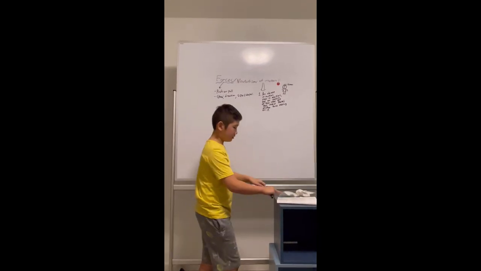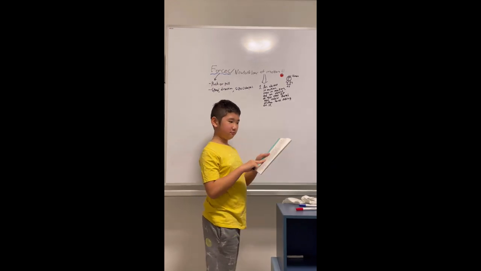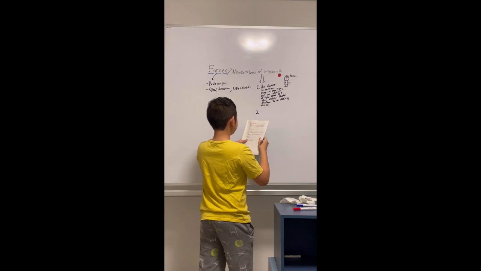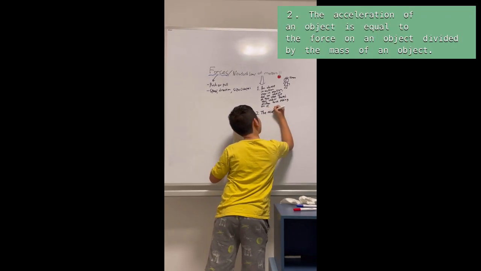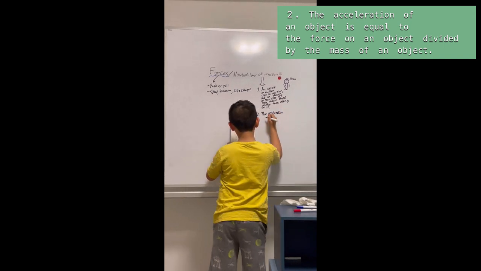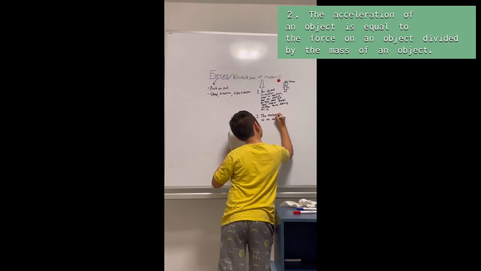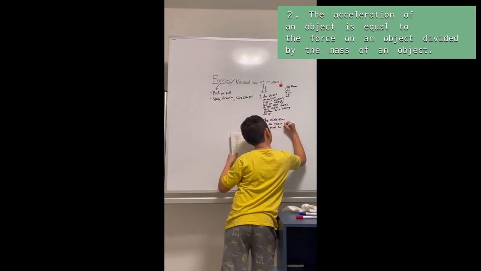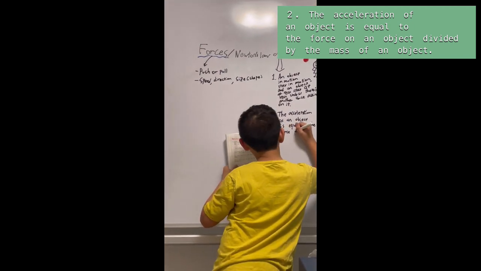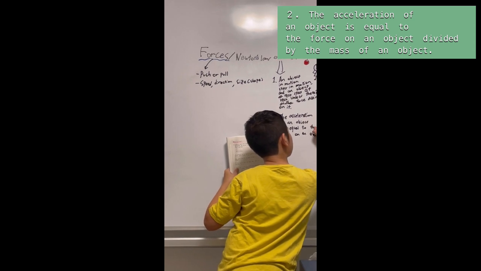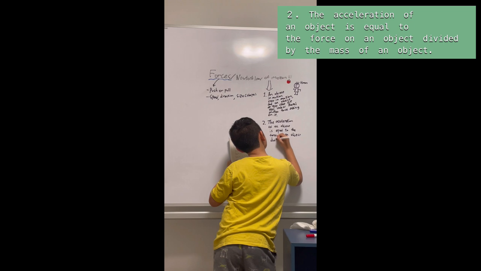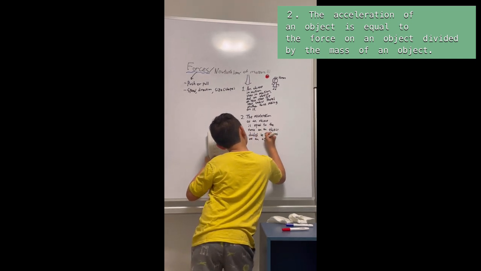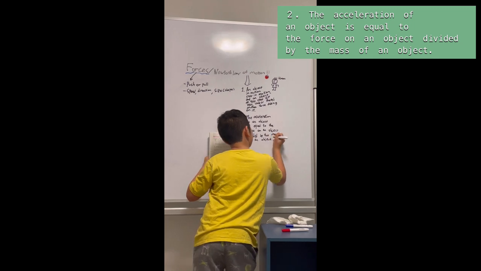The second law would be that, okay, let's look at my notes. Look at my notes, it's really good. So the second one is that the acceleration, which means speeding up, getting faster, of an object is equal to the force on an object divided by the mass of an object. Okay, really hard words here.